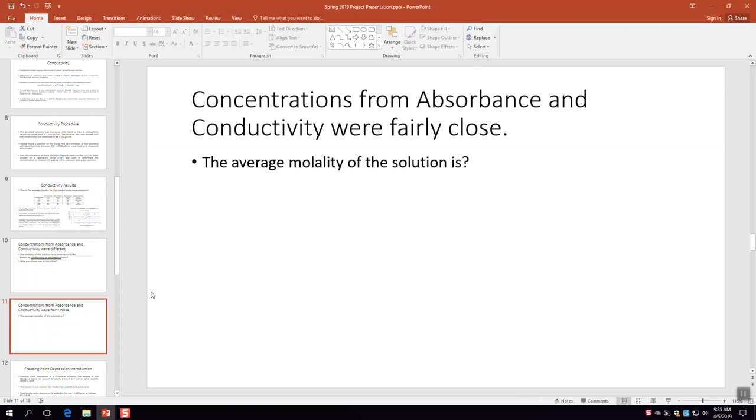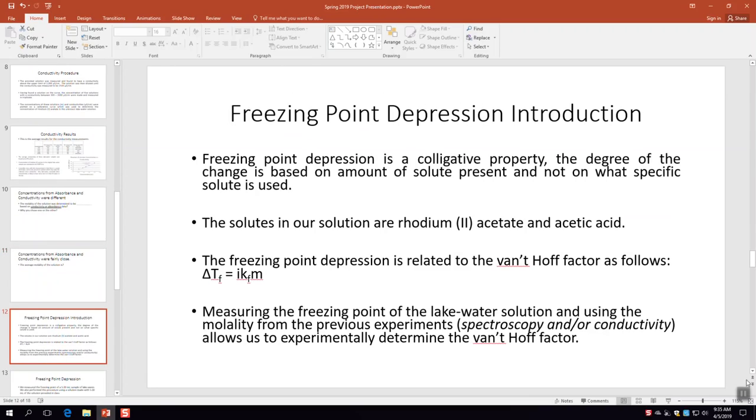So, having said that, we're going to move back into the presentation with the freezing point depression, which I'm going to turn back over to Colin for him to start on.